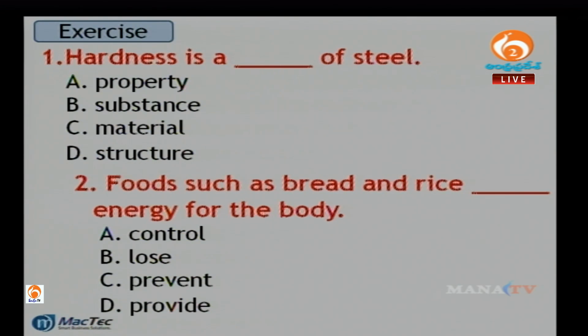Question number 2: foods such as bread and rice dash energy for the body. Control energy for the body, lose energy for the body, prevent energy for the body, provide energy for the body. Read the question again. Foods such as bread and rice dash energy for the body. Of course, the correct answer is option D. It provides energy for the body.